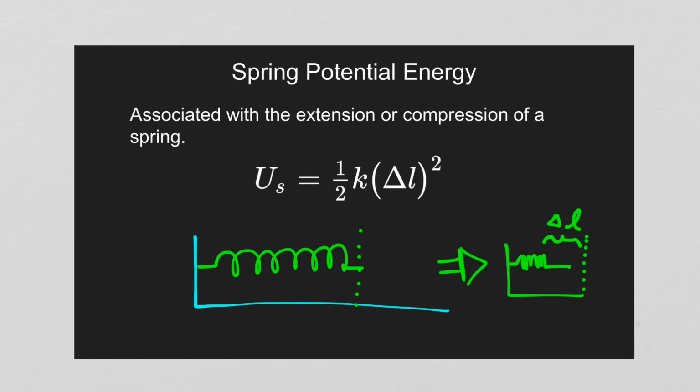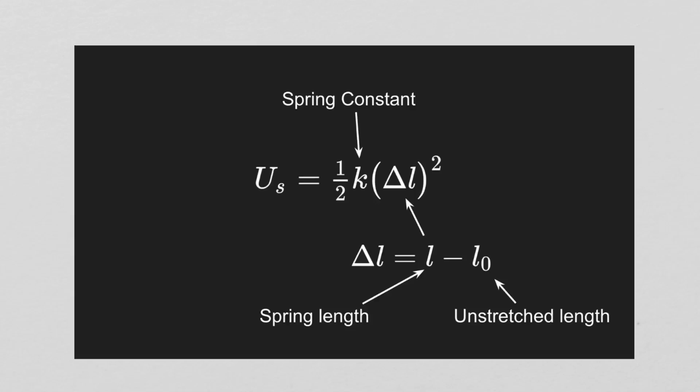Final type that we're going to talk about is a spring. With a spring, you squish or compress the spring, and it tries to pull you back, right? So we take the spring, we squish it, and that gives you your delta L. This is the change in length of the spring, where L is how long it is now, and L0 is your equilibrium position, just where it would be if you let it go.